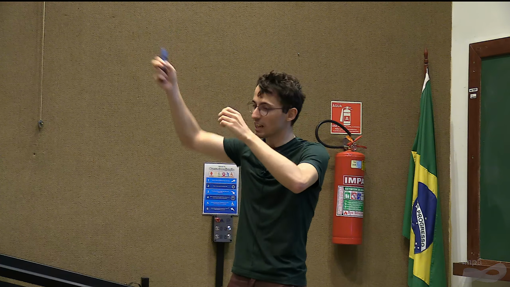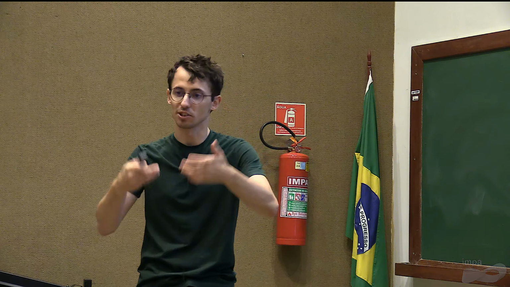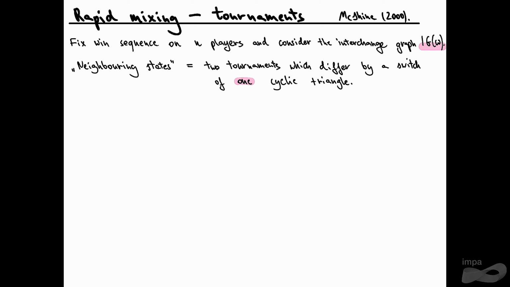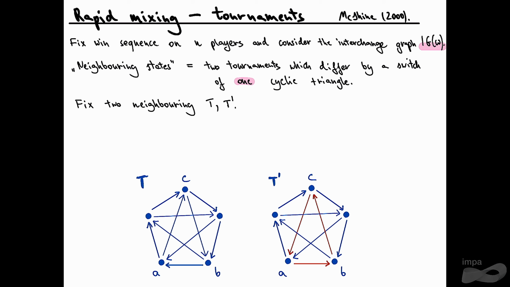Now I will sketch what Max Schein did in her proof for classical tournaments, which is sort of the same thing we did, but for us, the combinatorial analysis of the underlying graphs was much more complicated, and this is why maybe this is of interest. So let me sketch the proof for classical tournaments. What are the neighboring states in the interchange graph? These are tournaments which differ by a switch of one cyclic triangle.